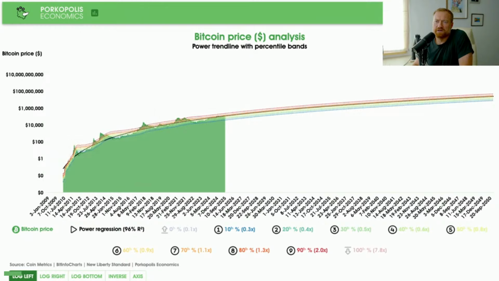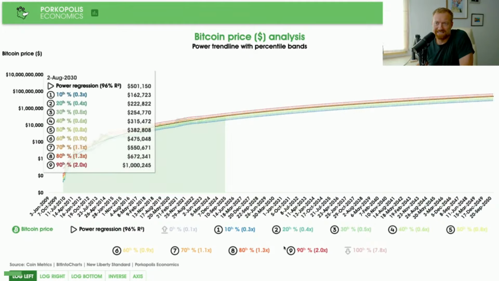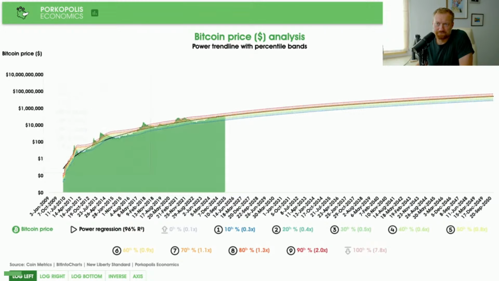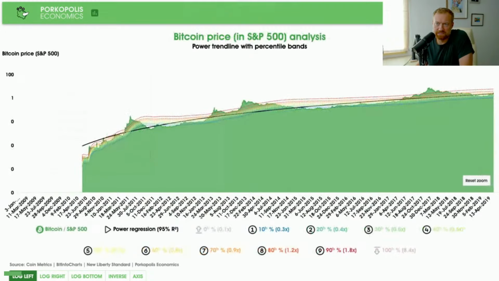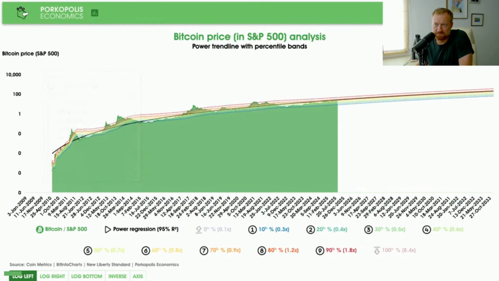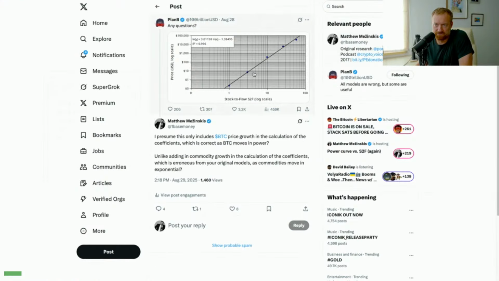Okay, now I want to get to the headline of the show, stock to flow idea again. Yeah, that's all I wanted to show. If you have questions about the S&P, just let me know. But again, I don't want to lecture too long today, so let me know if you have questions.